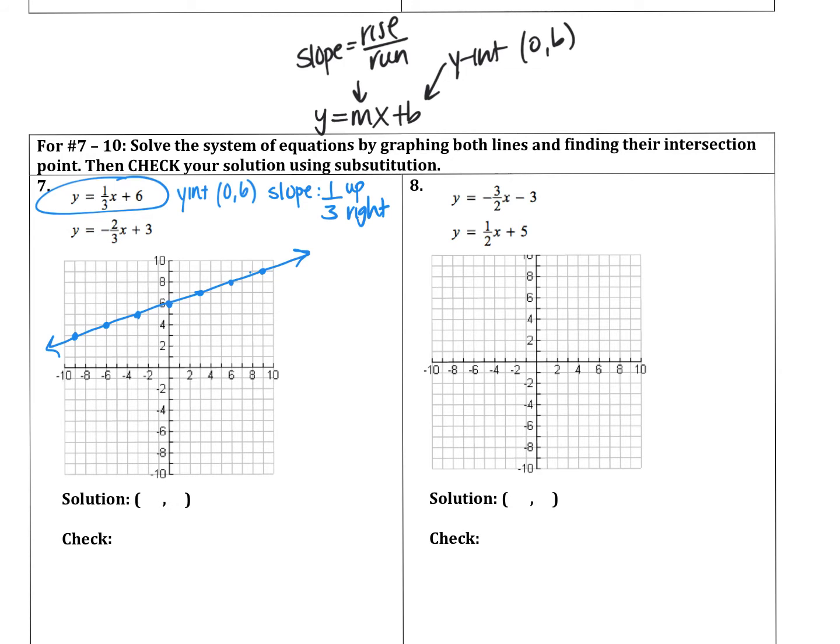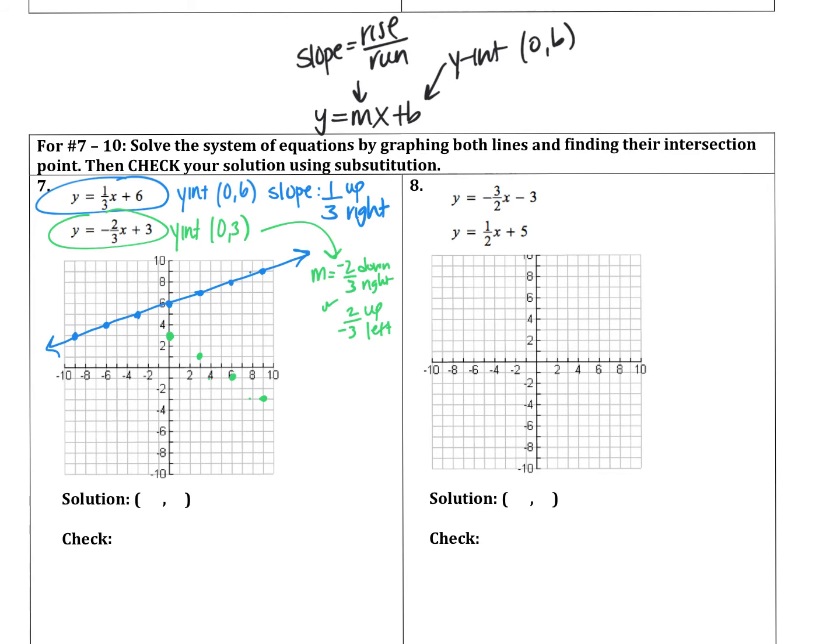My second equation has a y-intercept of 0, 3. And I'm going to write it over here, but the slope is negative 2 over 3. That means I can go down 2 and right 3, or I can also go up 2 and left 3. So I'm going to start off at positive 3, and I'm going to go down 2, right 3, down 2, right 3, down 2, right 3.